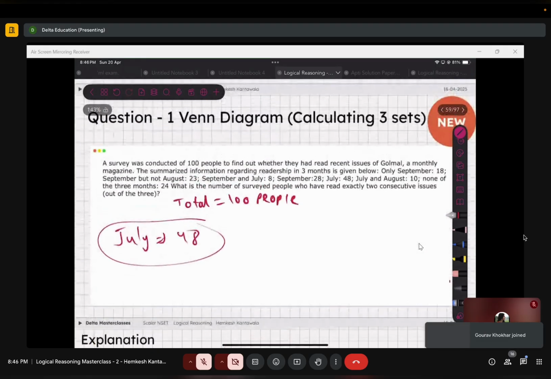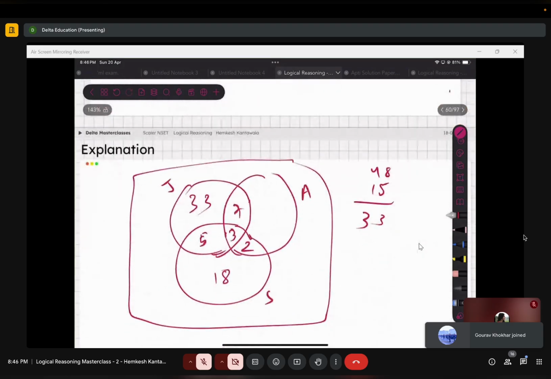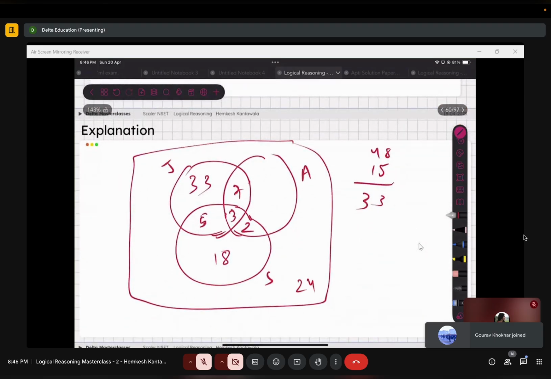Okay, now next, what is given? None of the 3 months is 24. So this outside part is 24, and the total is 100. Now if we know the total, we know everything over here, so we can easily get this. Correct? Now what would be the value for this? It would be equal to 100 minus the summation of all.